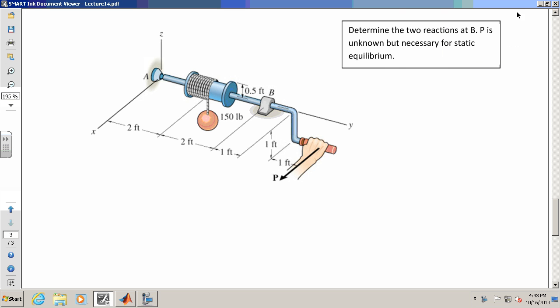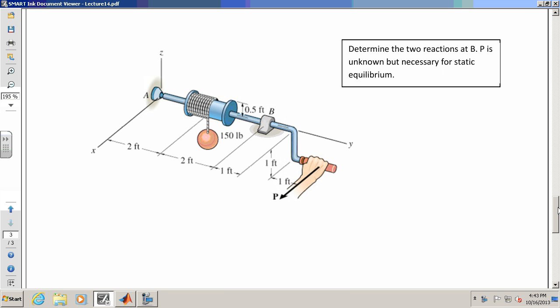Look at this last problem here. I want to take a look at this crank mechanism problem. What it says here is to determine the two reactions at B. P is an unknown but necessary for static equilibrium. So we don't even know what P is either. All we know is there is a weight there of 150 pounds. So we've got to be able to figure this all out.